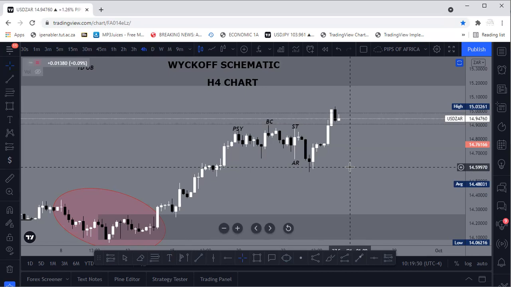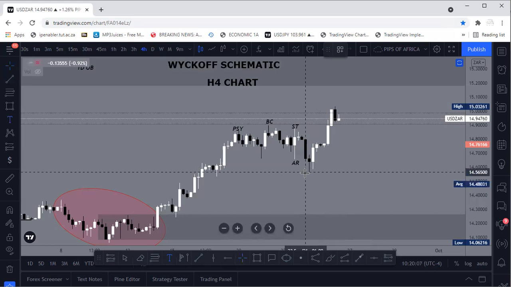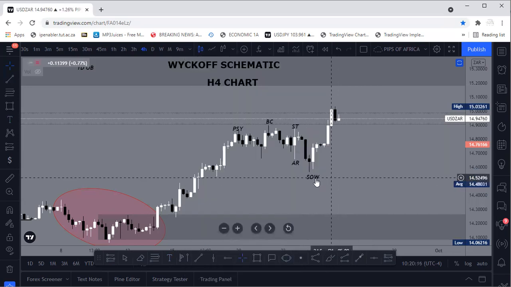After having the secondary test, we're expecting to get what? The sign of weakness. This is the first sign that the market is going to be selling. And then this is what you must do. You go there, you label the sign of weakness. This is the first push to the downside. This is the first break of market structure to the downside.